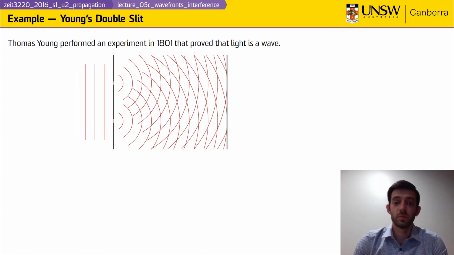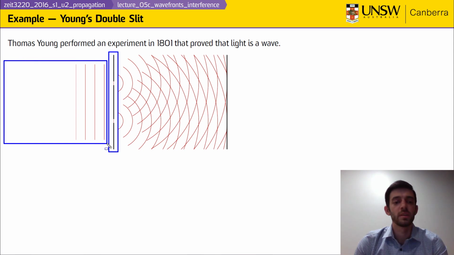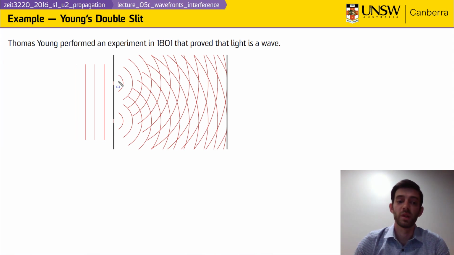Thomas Young performed an experiment in 1801 that proved that light is a wave. The way that he did that is he constructed one screen and illuminated it with a beam of light very, very far away. The very far away component was to ensure that the wavefronts from that source would be planar by the time they reached the screen, and that would simplify the interaction of the wavefronts with those two slits. Those two slits acted as a secondary source that would each produce a spherical wavefront.